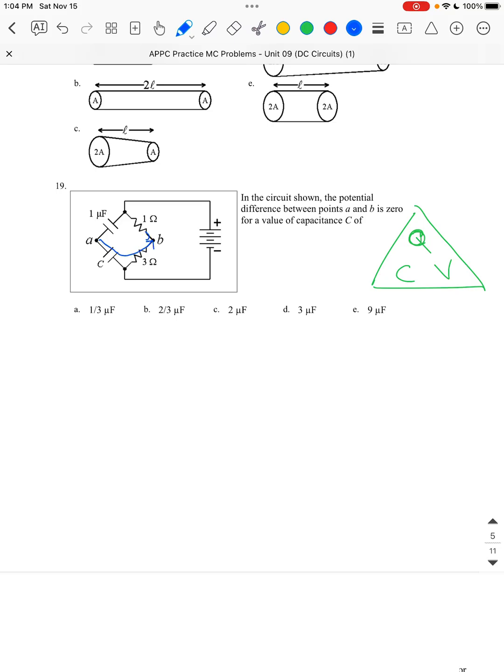If we were to continue this loop all the way around to its starting position, based on the loop rule, we also know that equals 0. So whether you're going from A to B or B to A, it equals 0. And you can even do the entire loop together to get your solution.